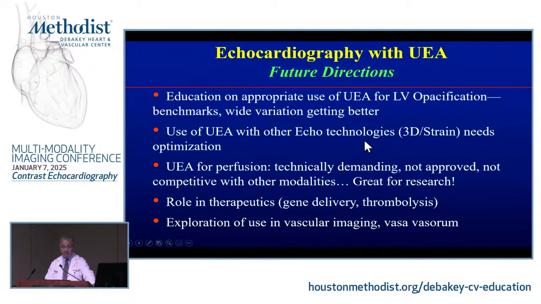We need to be optimized for 3D and strain, where we're not there yet. Perfusion, technically demanding, not approved. And it's not as competitive with the other modalities that we have nowadays. You have PET nowadays, right? And you have CMR, but certainly PET is the big winner from a perfusion point of view. It's great for research, and why? Because you could do multiple manipulations and look at perfusion multiple times, so you're not stuck with a radioactive material or other things. It's amazing actually for research.